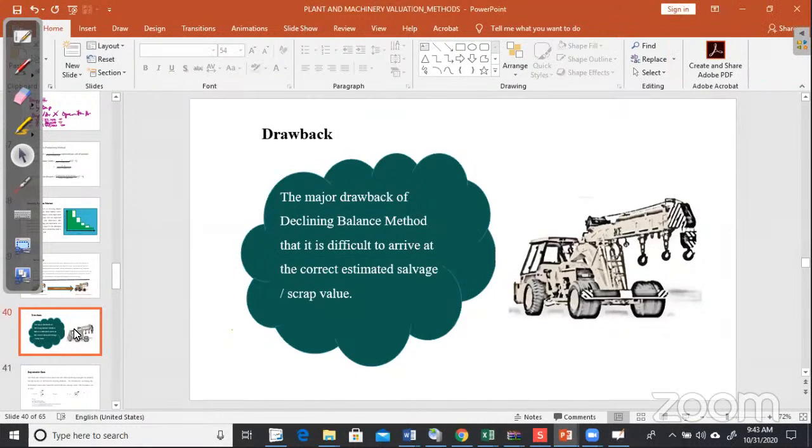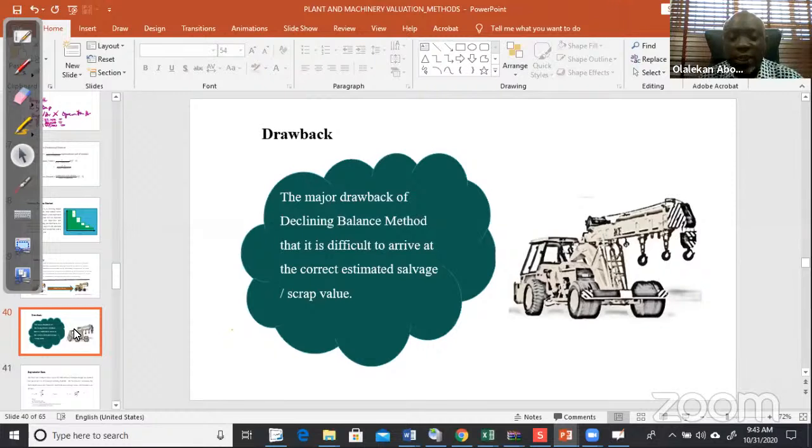One single thing that you can see readily is that it is difficult to arrive back at the correct estimated salvage value. You would have used salvage value to determine your rate. And these techniques, you cannot use accelerated depreciation, that's the reducing balance method, with zero salvage value. No, you must have salvage value to determine the rate.